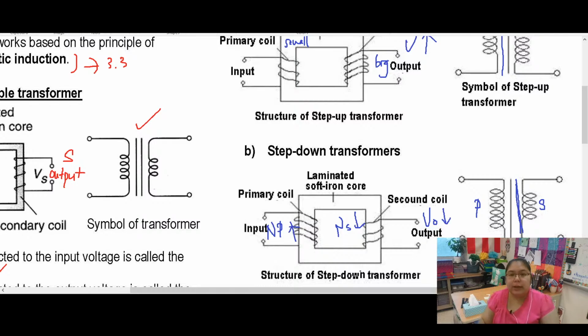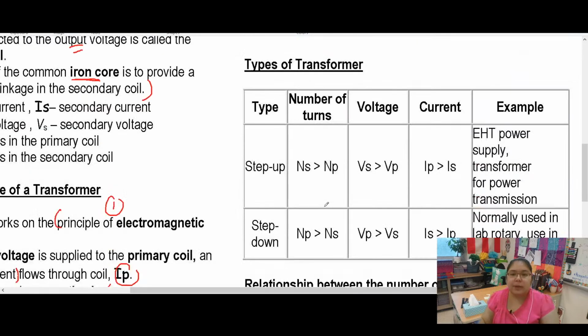Okay, let's see the next part. The next part should be the conclusion about step up and step down. Okay, let's see the step up. Step up is when the number of turns of the secondary is more than the primary. Step down means the primary is more than the secondary. Voltage is also the same: secondary more than primary for step up, and for step down, primary more than secondary.